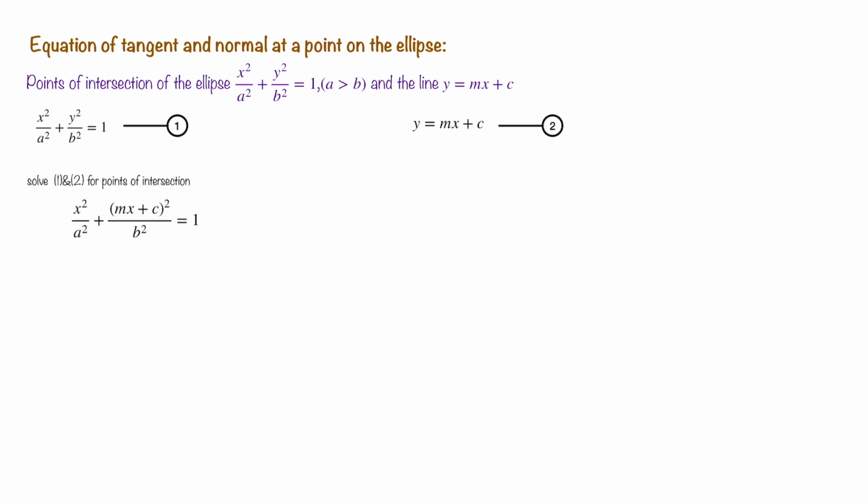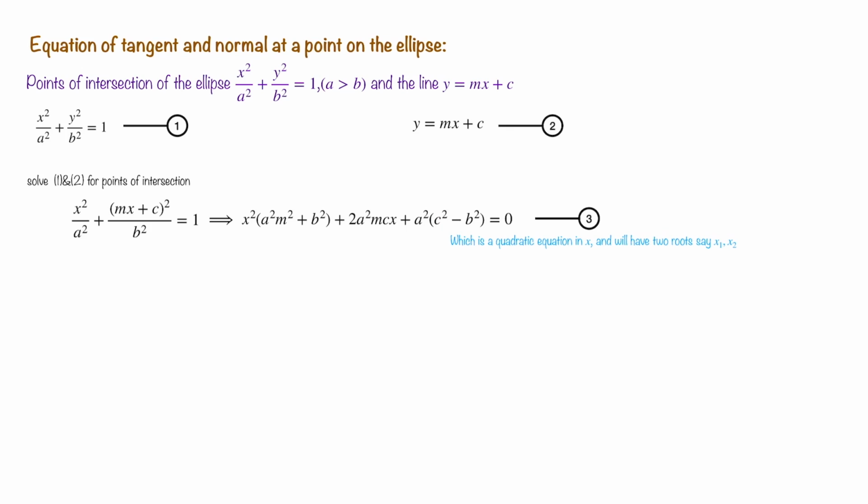Okay, if you simplify after cross multiplication, you will end up with this expression, which is a quadratic equation in x. Here, for a given standard ellipse and given line, we know a, b, m, c. Your unknown is going to be x. So this is going to be a quadratic equation in x, which will have two roots, let's say x1 and x2. Here we will have three cases.